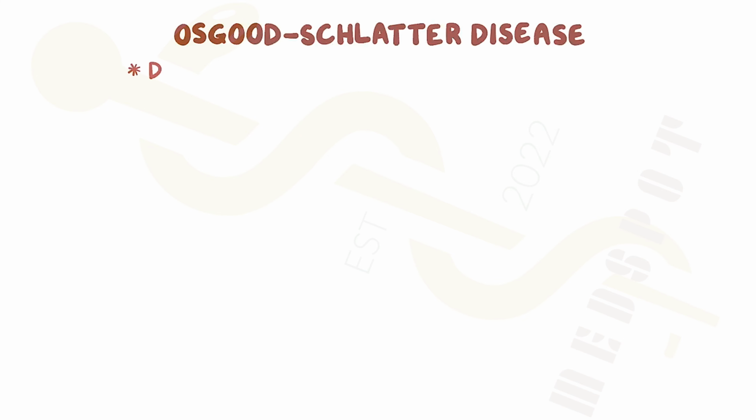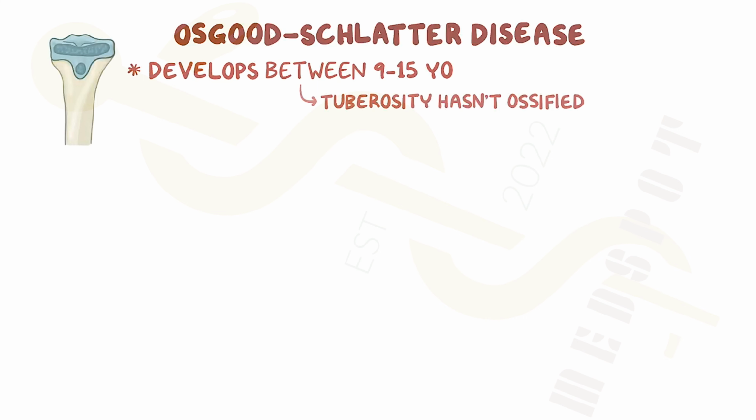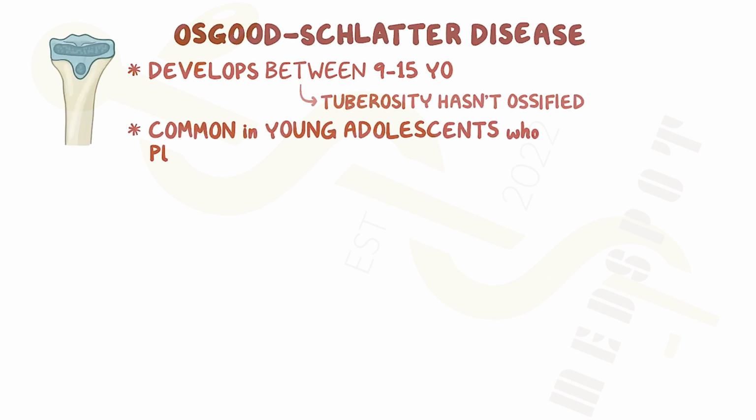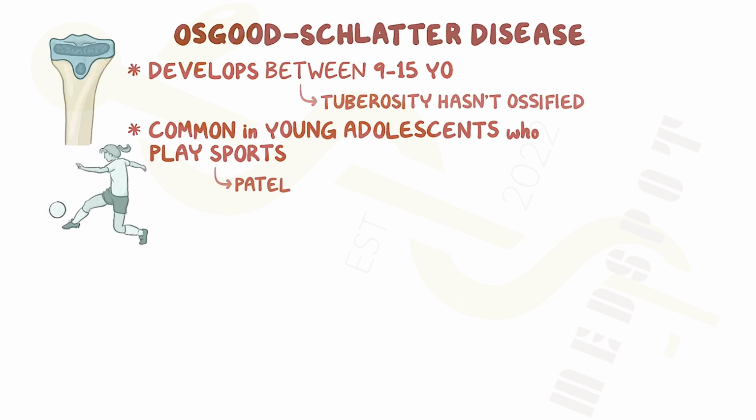Osgood-Schlatter disease typically develops between the age of 9 and 15, when the tuberosity hasn't ossified yet, and therefore isn't hard enough to resist traction of the patellar ligament. So this is why the disease is very common in young adolescents who play sports requiring the quadriceps muscles to contract repetitively, causing the patellar ligament to excessively strain on the not yet ossified tibial tuberosity.